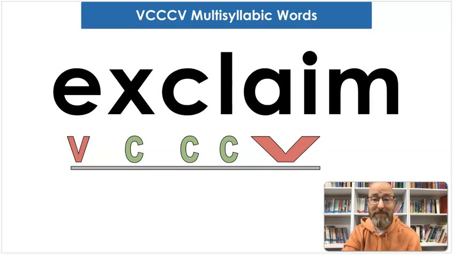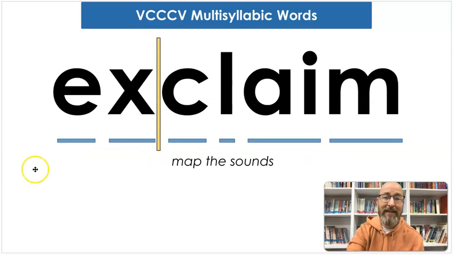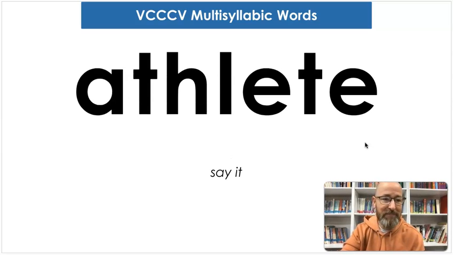Label your consonants. I see another blend. I'm sure you do too. C-L, coal. So we're going to try it after the first consonant. Let's sound it out. Exclaim. Exclaim. Say it where I said it ahead of time. Exclaim. That means you say something, you announce it, you exclaim it. Our next word is athlete.